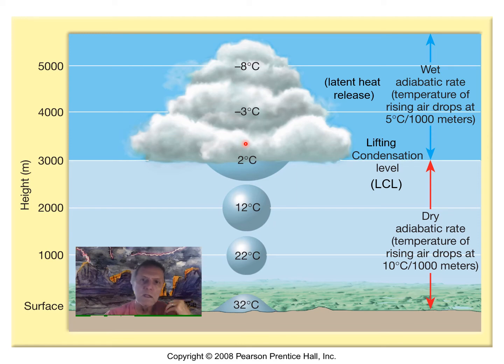Now there's a change in the adiabatic rate. Down here below the LCL, it's the dry adiabatic rate at 10 degrees per 1,000 meters. Above the LCL, the adiabatic rate of cooling slows down to 5 degrees per 1,000 meters. It slows down because as water condenses, it releases heat. Remember when we were talking about that? As water condenses, it releases heat that expels a little more heat into the surrounding air so that it doesn't cool quite as quickly.